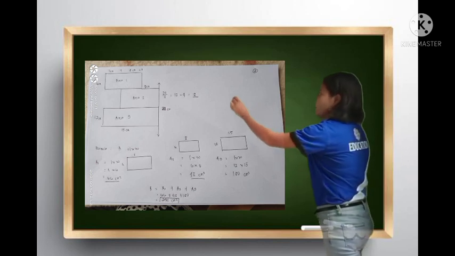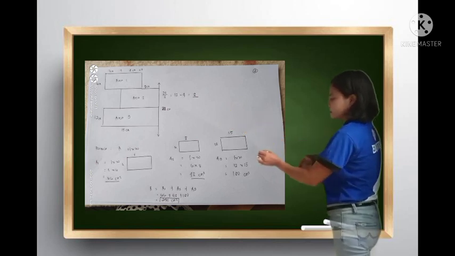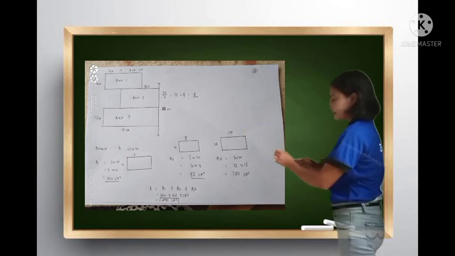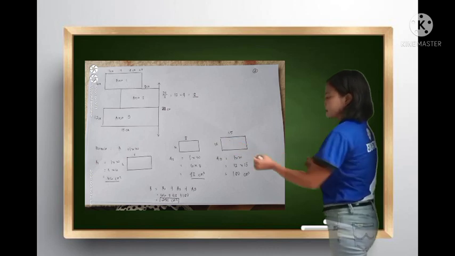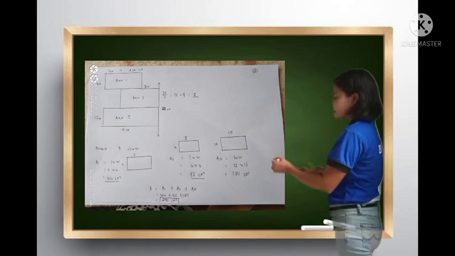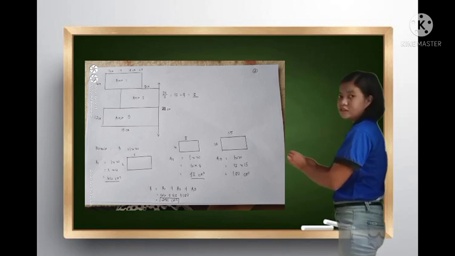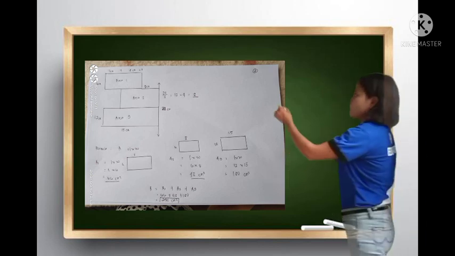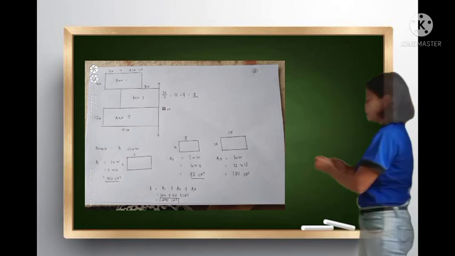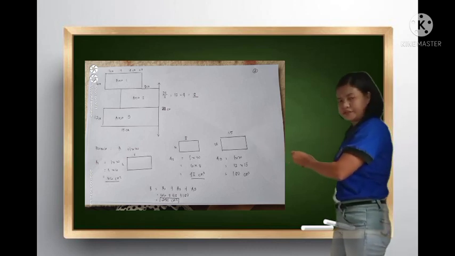Ngayon, para makuha yung kabuuang area nito is pag-aadd-in natin si area 1, area 2, at si area 3. May 66, si area 1, si area 2, 48, si area 3 is 180. So, ang nakuha natin is 294 cm squared. So, ang kabuuang area nito is 294 cm squared.